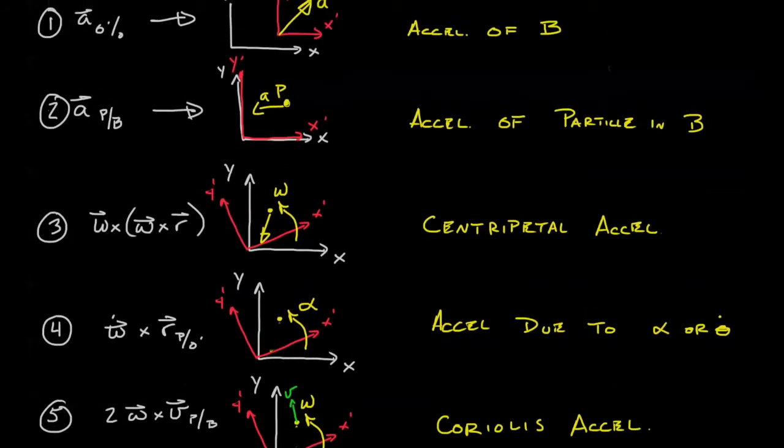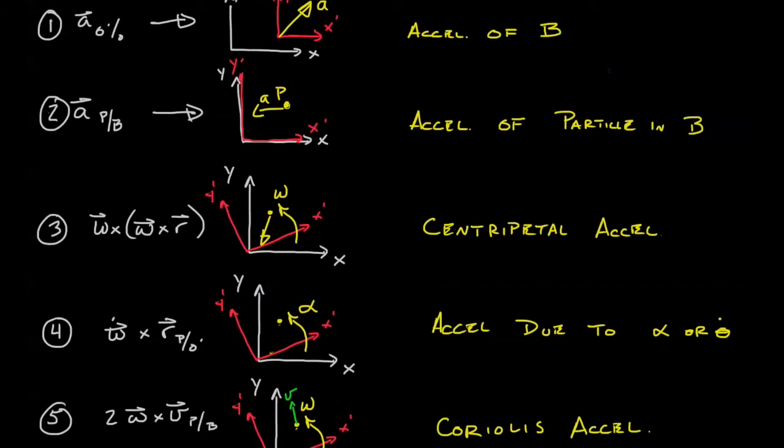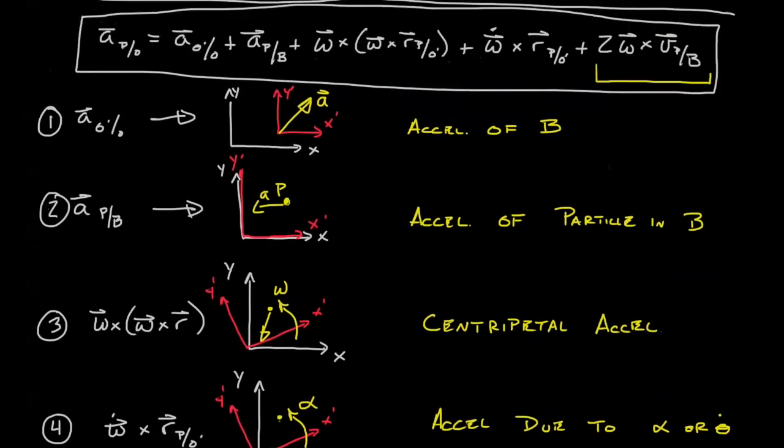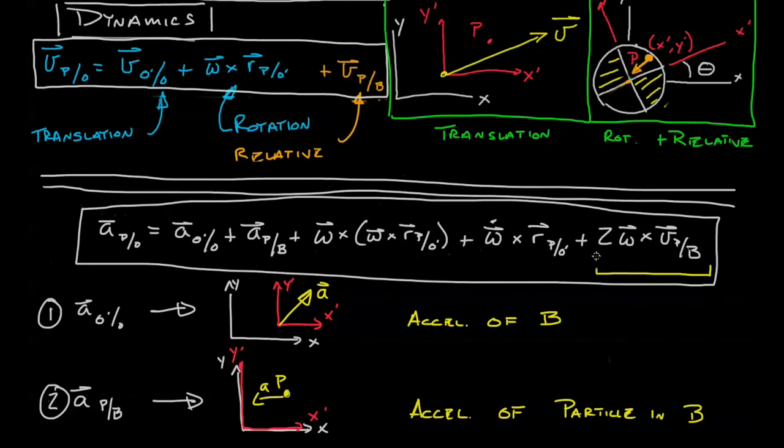We can look at the combination of all 5 of these effects, and these are all the influences on the acceleration of a particle on a rotating rigid body as seen from the stationary frame. So in summary, we have quite a mouthful, a nice big acceleration term that helps us understand the relationship between a rotating frame and the fixed frame. In our following videos, we'll explore this concept more fully. I look forward to seeing you then.